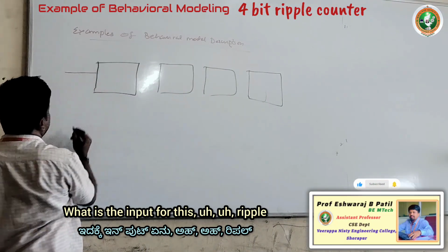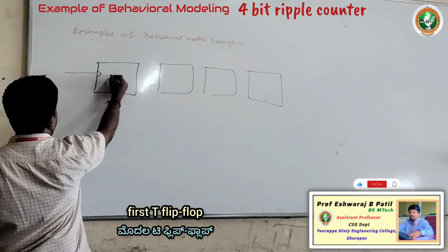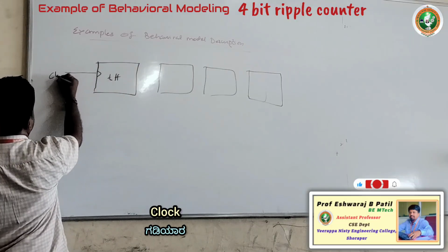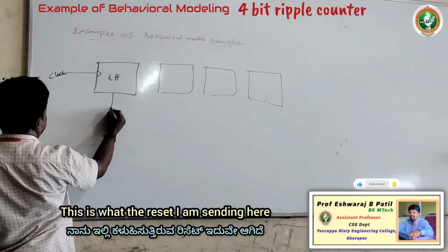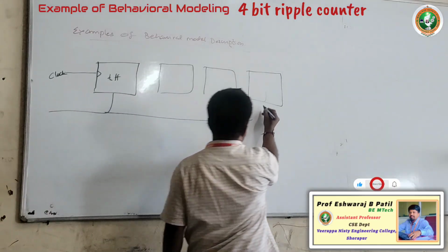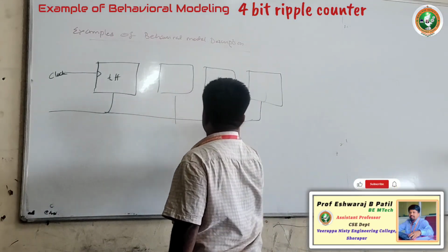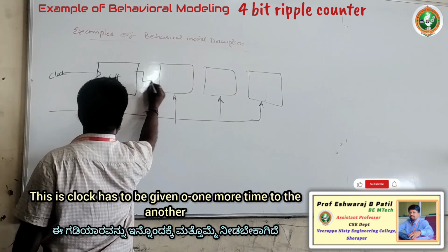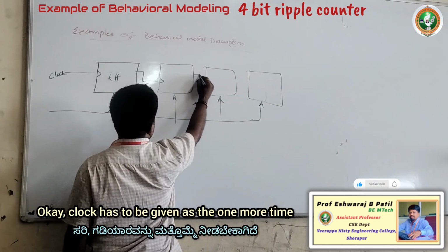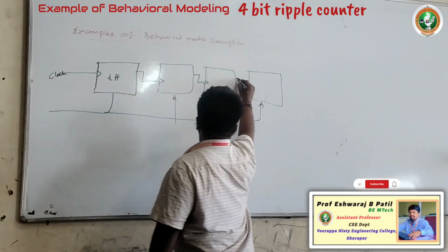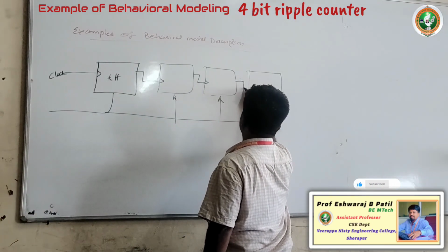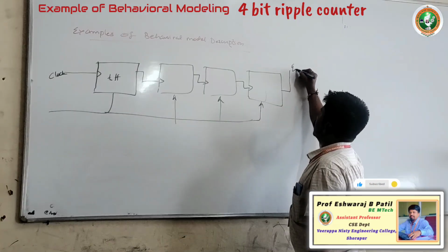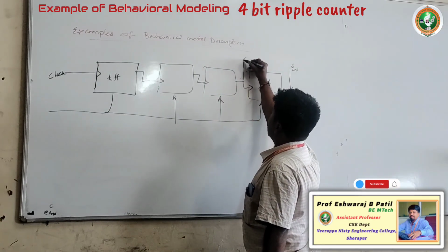What is the input for this first T flip flop of the ripple counter? Clock. This is the reset I am sending here. The clock has to be given one more time to the next one. This is Q0. This is Q1.